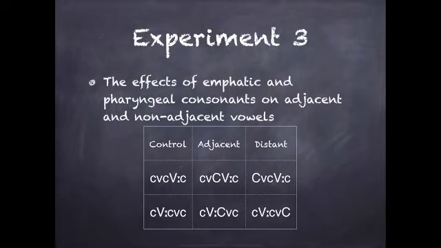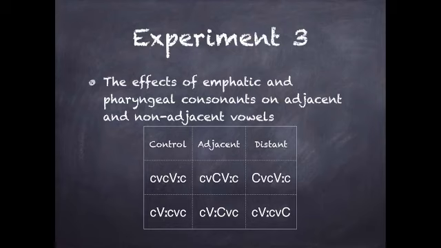Experiment 3 examined the effects of emphatic and pharyngeal consonants on adjacent and non-adjacent vowels. Part A examined the effects of emphatic consonants, and Part B examined the effects of pharyngeal consonants. Participants recorded control words that had no emphatic or pharyngeal consonants but contained a long vowel. The words that contained the emphatic or pharyngeal consonant had long vowels in different positions relative to the target consonant.